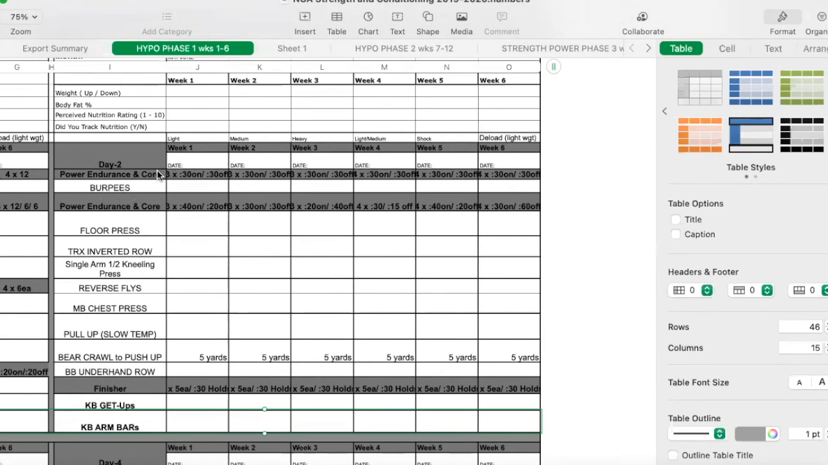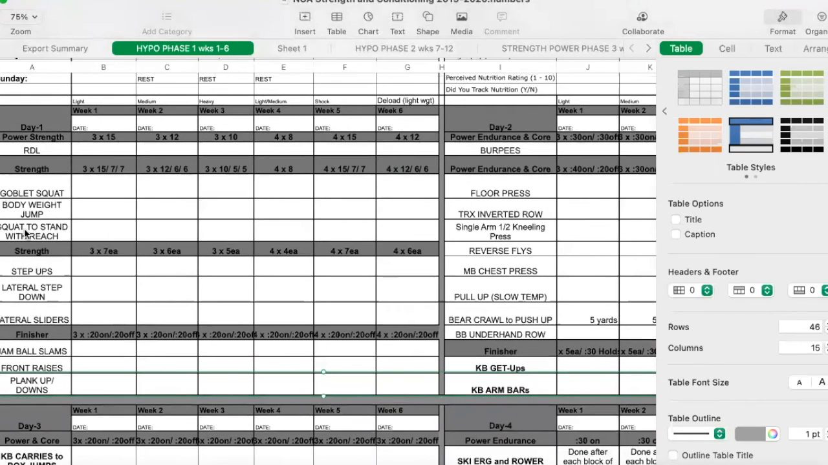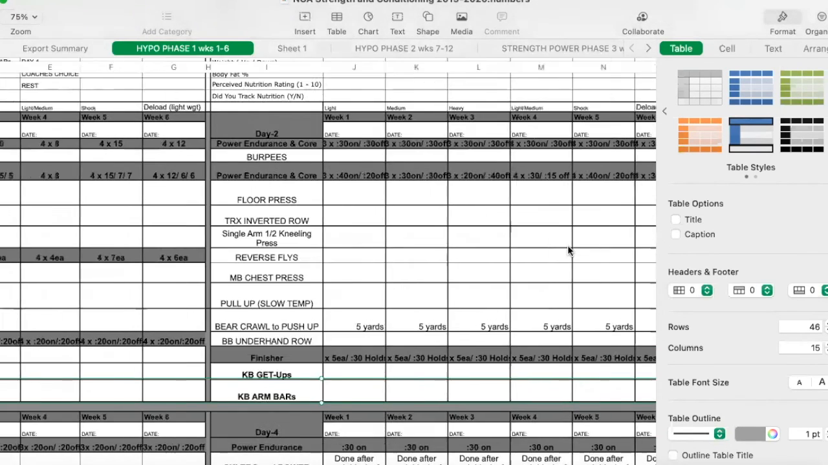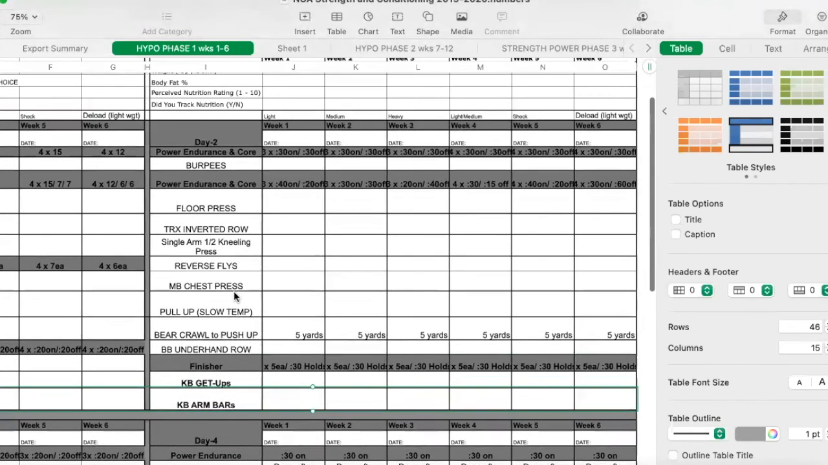Then on Tuesday, they're going to start with 30 seconds on and 30 seconds off of burpees, and they're going to go around 3 times. They're going to do 40 seconds on and 20 seconds rest of floor press, TRX, and they go all the way around, and then they go 3 times around. So this one here is based on the 3 exercise sequences and 3 of them, but I'm varying the workout plan. Here they do burpees, and then they do 1, 2, 3, 4, 5, 6, 7, 8, finish those exercises, and then go around and do those again.